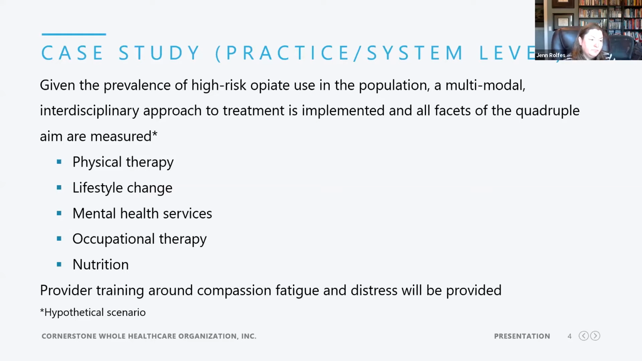So this is a hypothetical situation, but let's say that at a system level, they decided to implement a program where instead of only prescribing opioids, we would do physical therapy, lifestyle change, mental health services, occupational therapy, and have nutritionists available. So we were looking more holistically at the patient, and then we would also do provider training around compassion fatigue and distress.